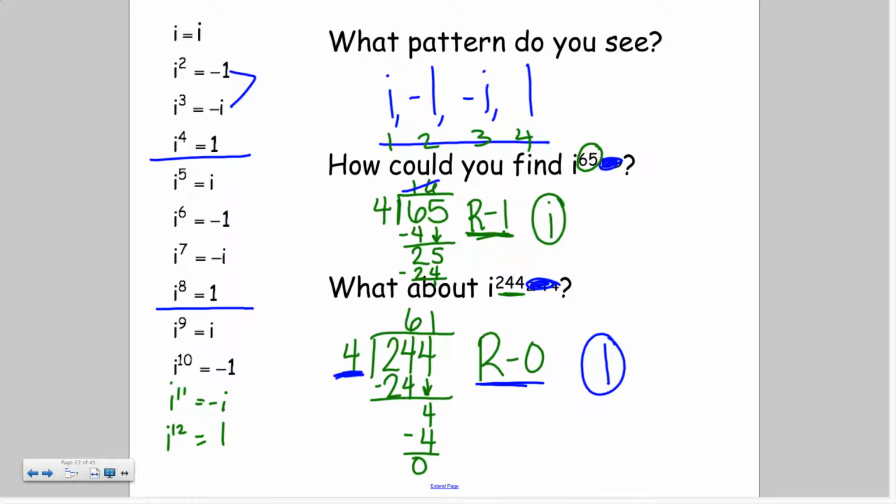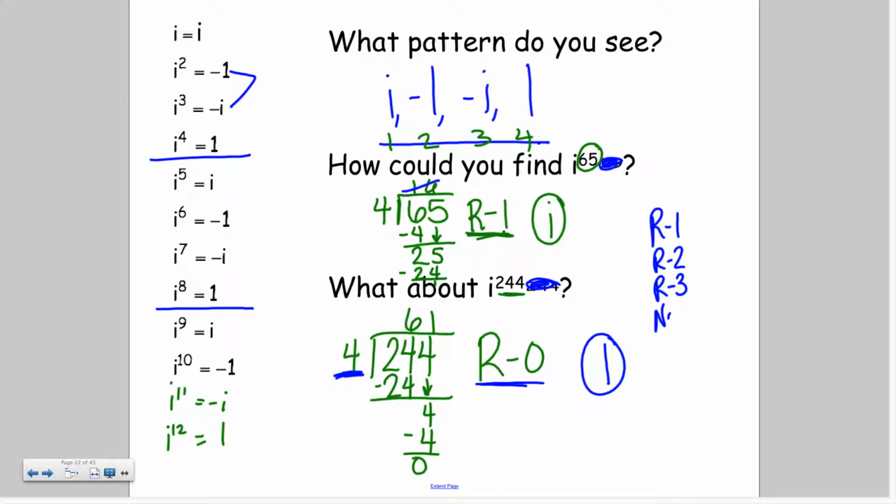So when I have no remainder, that means at the end, it went into it evenly, and I need to use what the fourth one would be. All right? Now, if you want to make a little list on the side of your paper to use over and over, you can.